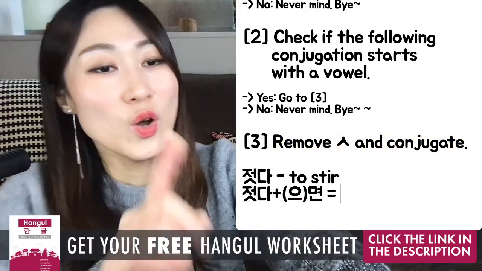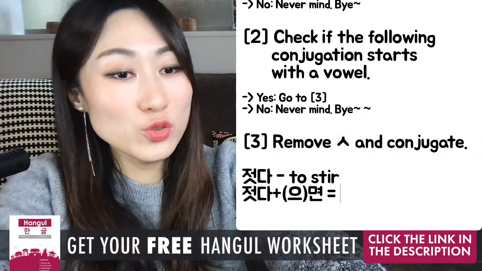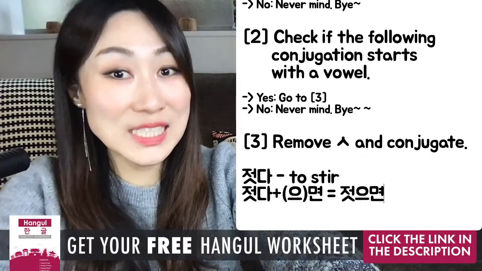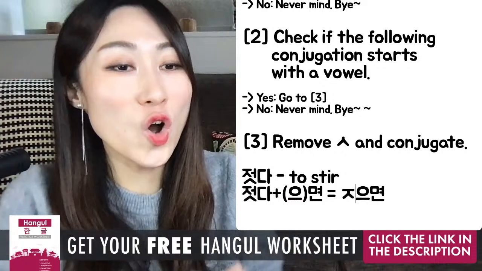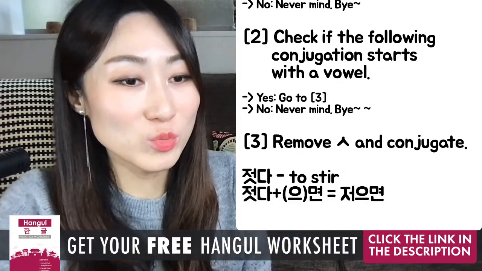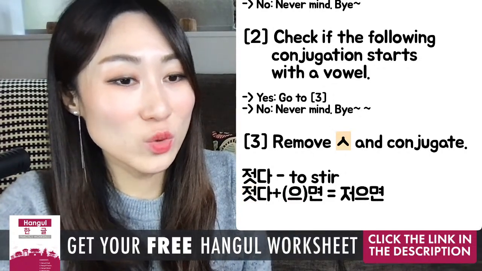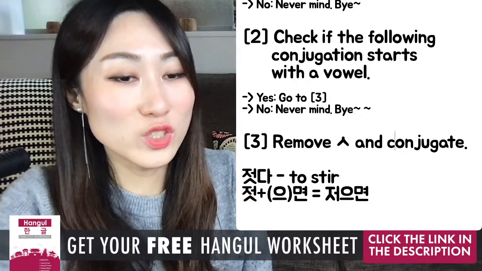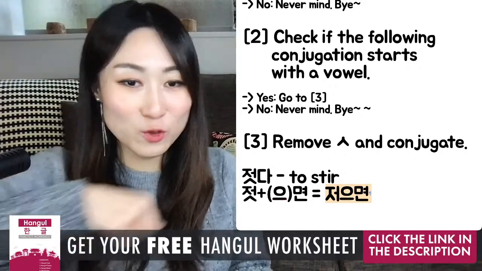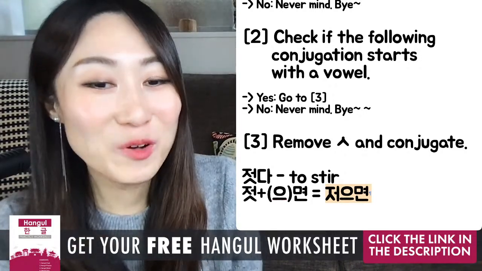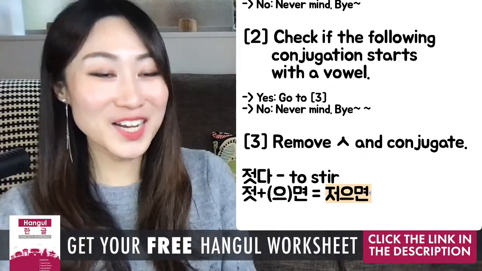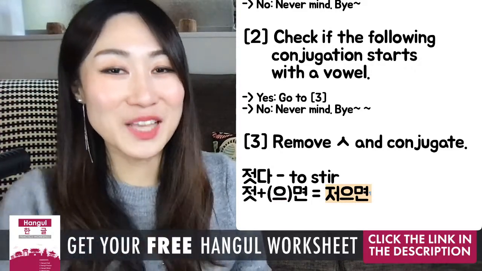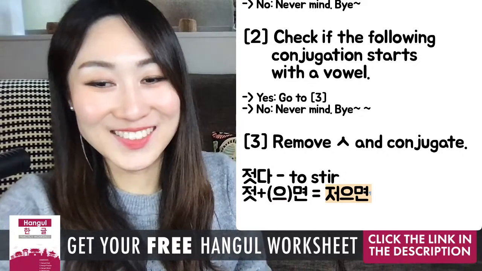When I don't apply this rule, I'm supposed to use 젓으면, but this is incorrect because this is an exception. So I say 저으면 because I need to remove this ㅅ from the verb stem, and then conjugate it. So 저으면, if you stir, it becomes delicious. That's right. If you stir, it becomes delicious. 맛있어져요.